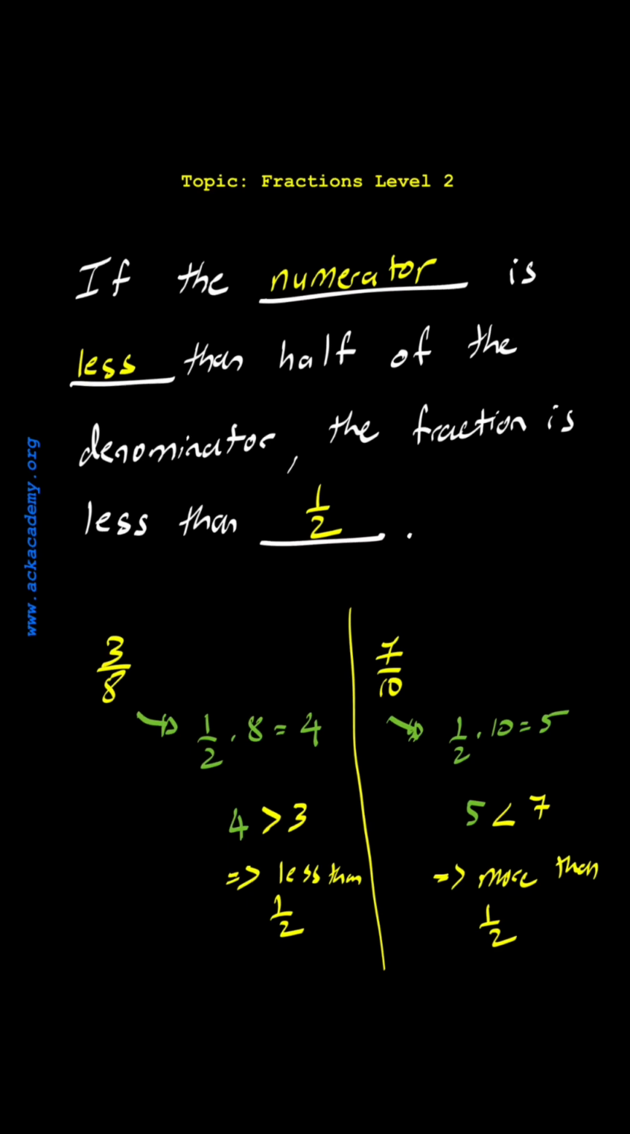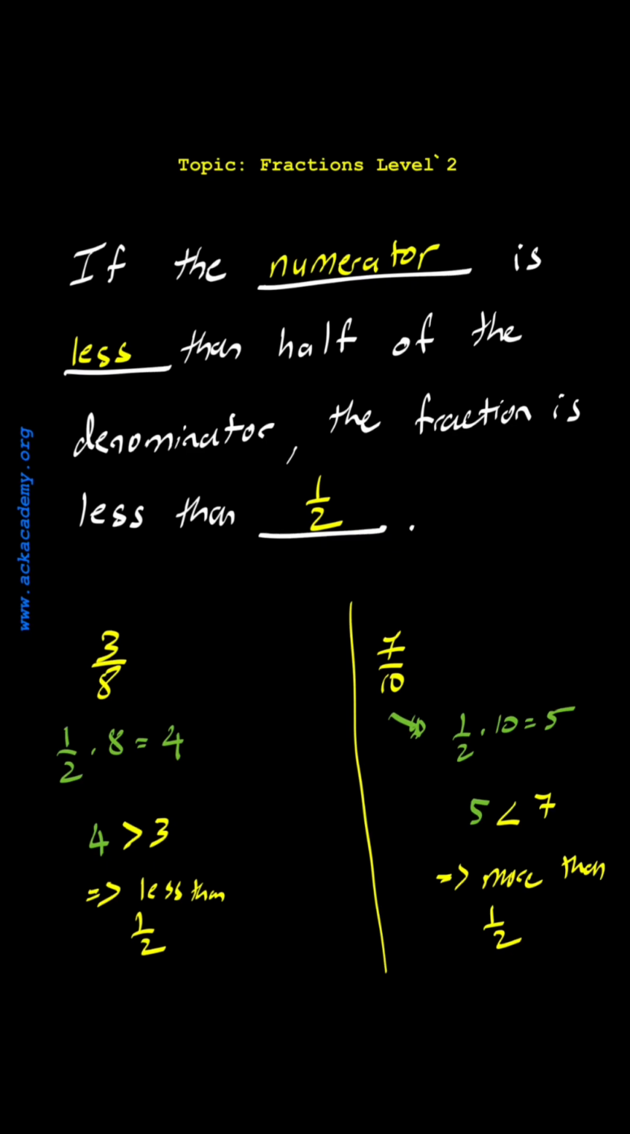Now, you might ask yourself, why are we doing this? Why are we doing this 1/2 times the denominator step? Could I just memorize this and be okay? Yes, but let's really look at why we do that. When we have this 3 over 8, we're trying to compare it to 1/2, right?